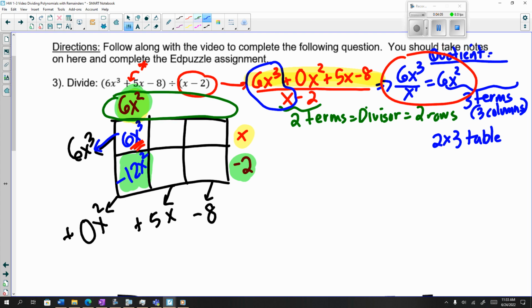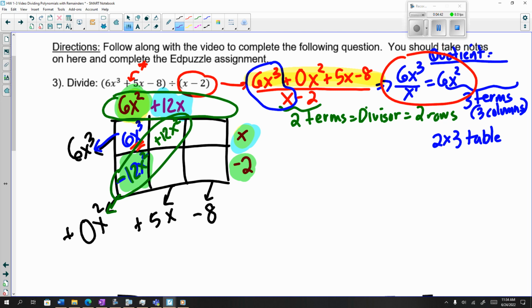Now we're going to look down this diagonal, and we want to obtain 0x squared for my answer. So this has to equal positive 12x squared for these to add up to 0, because negative 12x squared plus positive 12x squared equals 0x squared. Now we look up top and ask ourselves, x times what will give me 12x squared? That's going to be just 12x. So 12x times x will give me 12x squared.